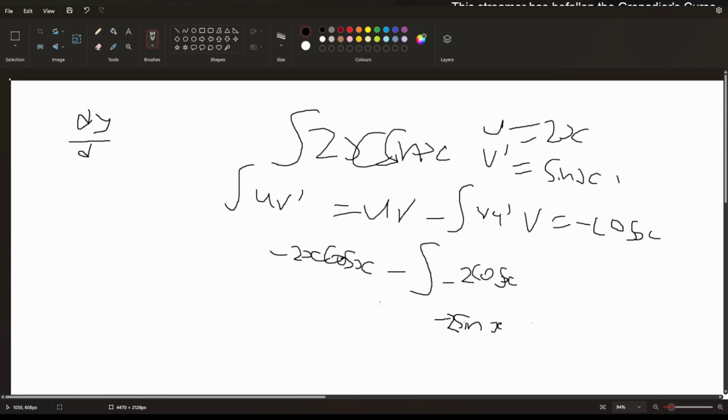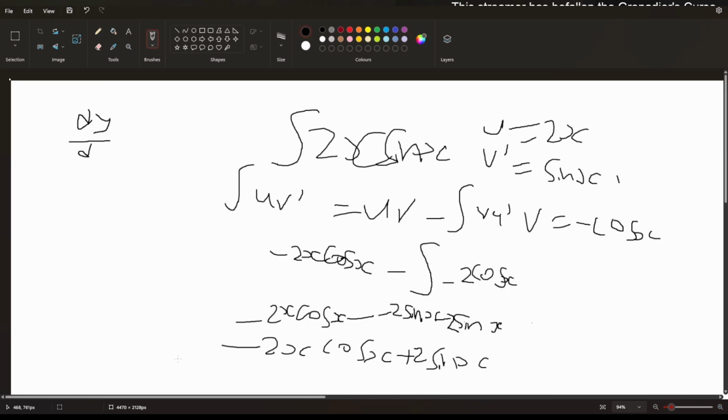So then we expand out, you know, we have negative 2x cos x minus 2 sin x. We get negative 2x cos x plus 2 sin x. And if you wanted to differentiate all of that and expand it all out and do all of that, you'd find out it equals 2x sin x. Oh, we should also add a plus c, because you'll notice that.